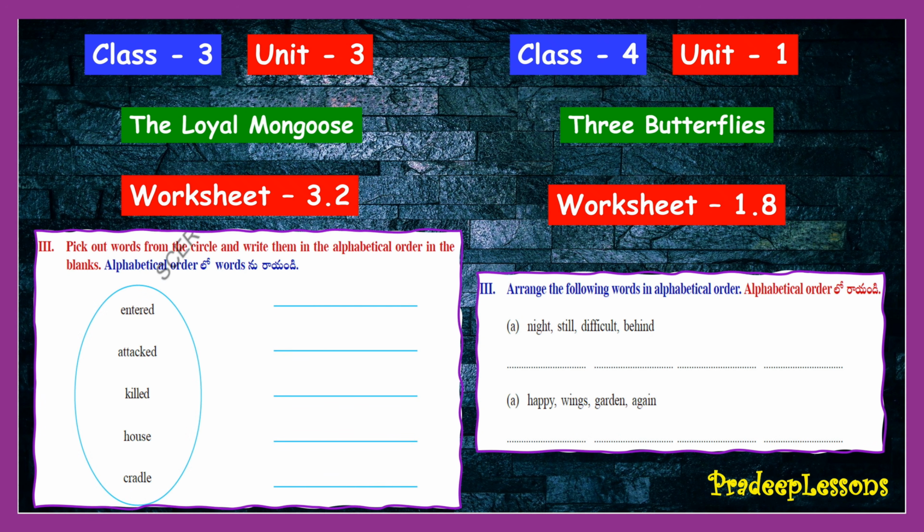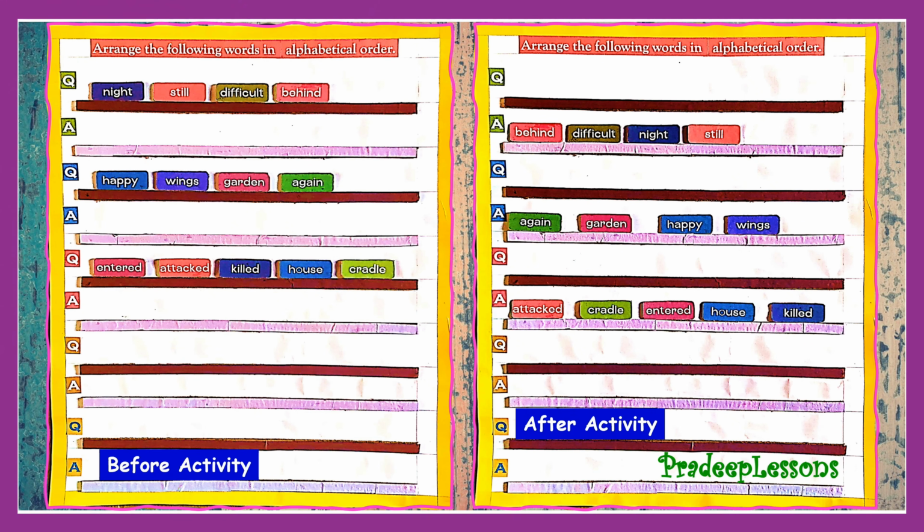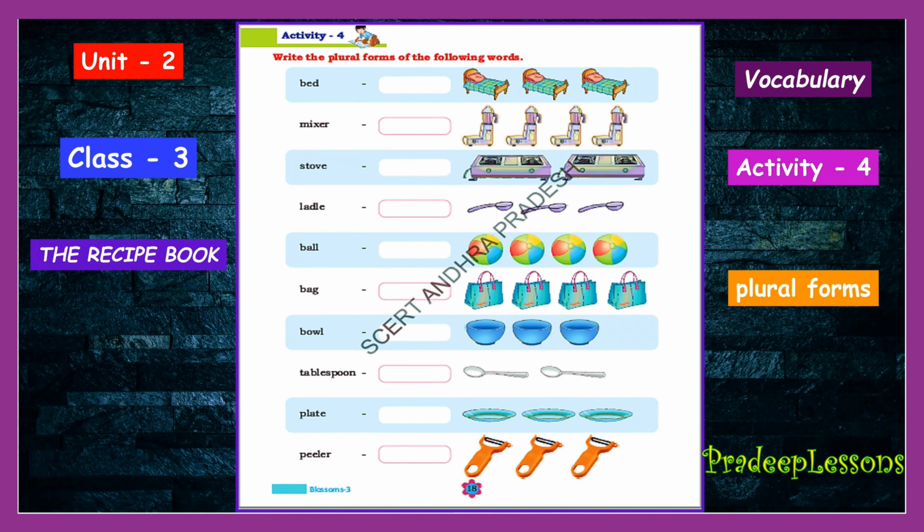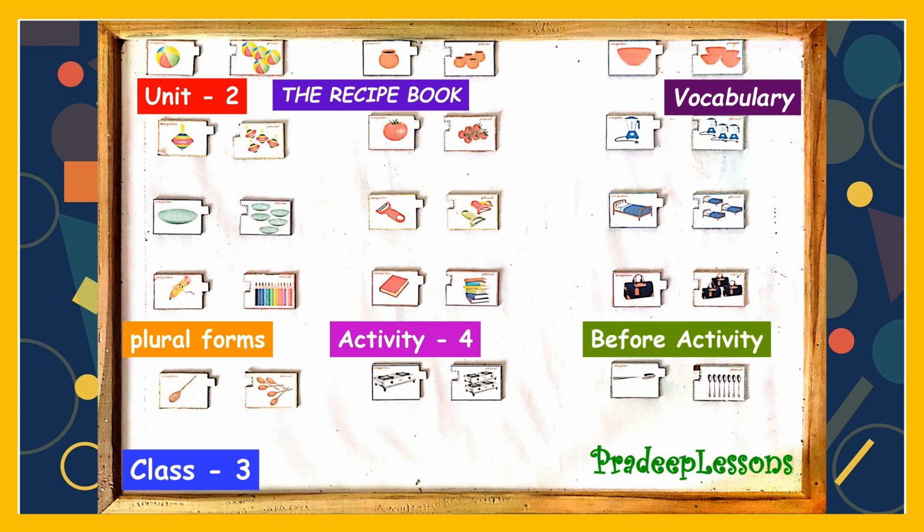My TLM is about alphabetical order. For this alphabetical order, I made this type of teaching learning material. It is an interactive TLM. Next, my TLM is about plural forms of the following words. For plural forms, I made picture matching cards.